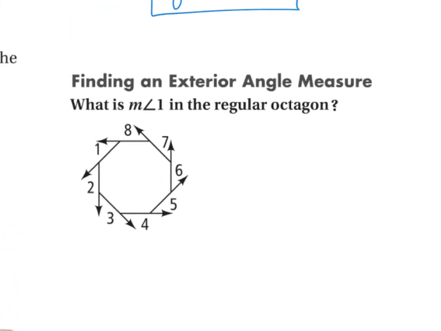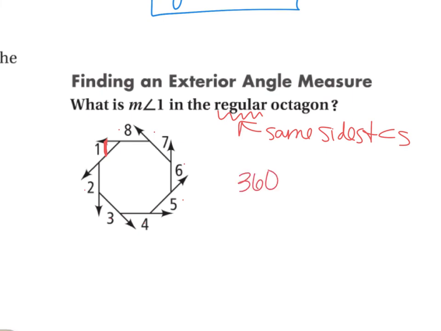Okay, two more questions. What is the measure of angle 1, so this is an exterior angle, in the regular octagon? What does it mean for an octagon to be regular? Well, it means all the sides are the same, and it also has the same angles. So now it's pretty cool. We know all the angles are the same, so every single one of those exterior angles must also be the same. So we know their total is going to be 360.